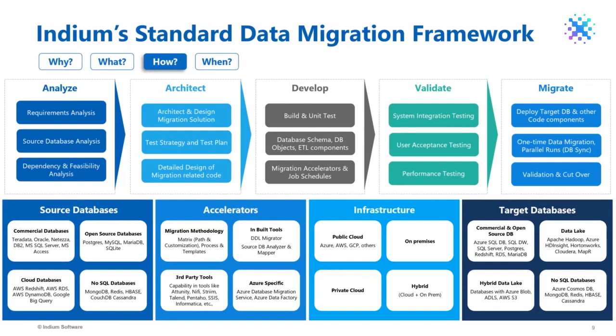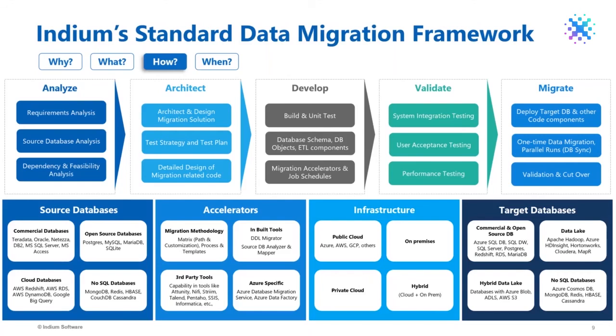At the bottom, you will see some of the key elements of our migration framework, starting with source databases. We are pretty much comfortable with the key commercial databases, open source databases, cloud databases, and NoSQL databases. So we can analyze these and perform data migration from on-prem to cloud, or from one cloud to another cloud. Some of these databases either have specific tools and migration accelerators, or we normally build some of these. So that is what is listed in the second box.